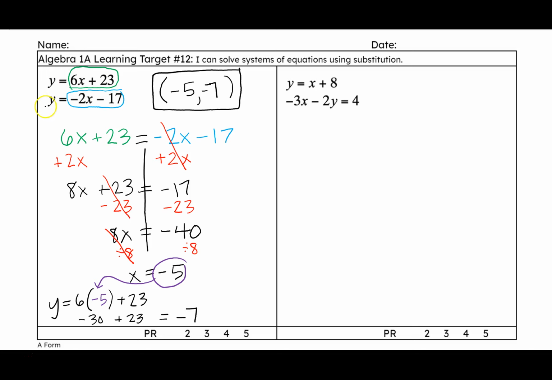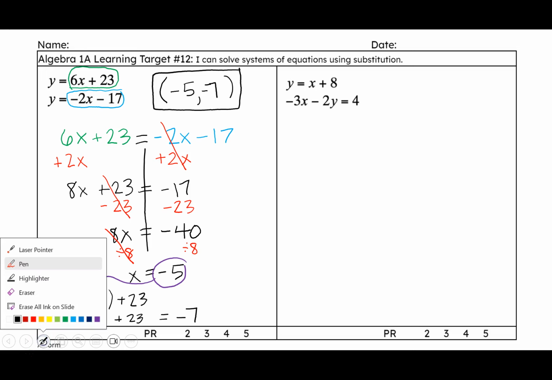When they both happen to be equal to y, you can just set them equal to each other, and there you go. Now, this one's got a little bit of a problem. I've got y equals something of x here, but in this case, oh man, that doesn't say y equals. That says a whole bunch of other stuff. What can I do here?